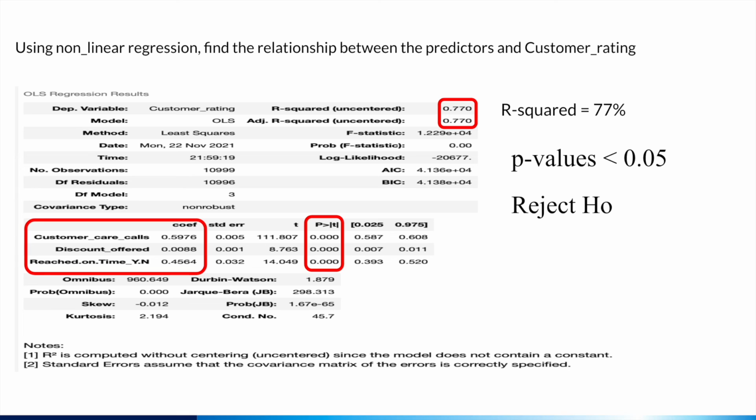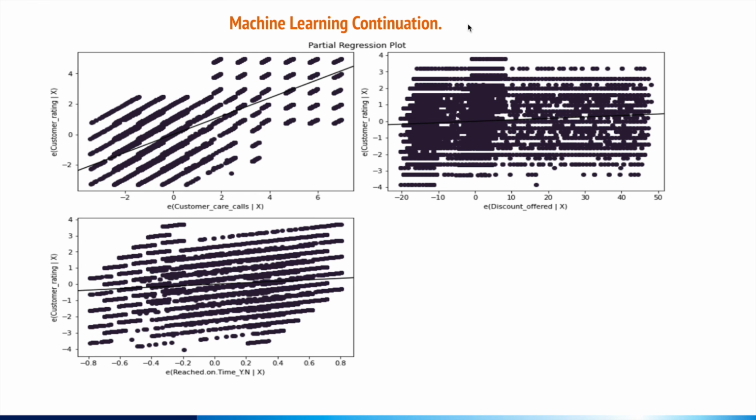Now I want to use customer rating as the dependent variable and find the relationship between the predictors and customer rating, and try to apply nonlinear regression. The table shows us a p-value smaller than 0.05 and R square is 71.7%, and it means there is a relationship between the independent variables and the dependent variable, and this relationship is good enough. Now you have three blocks about the relationship, and here we can see the customer care calls have the most impact on the customer rating.